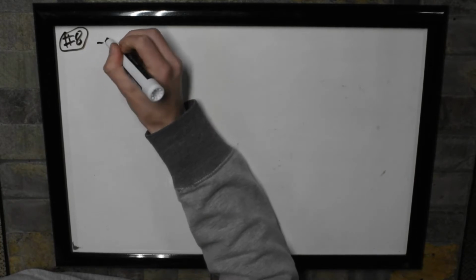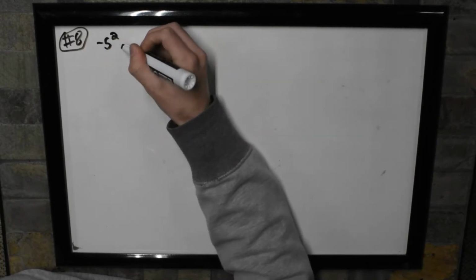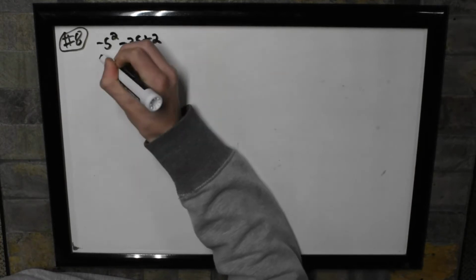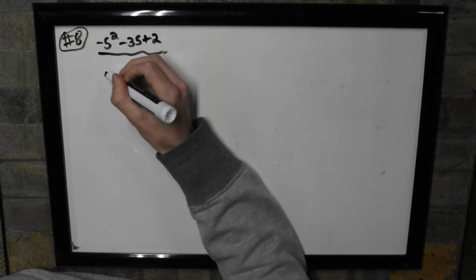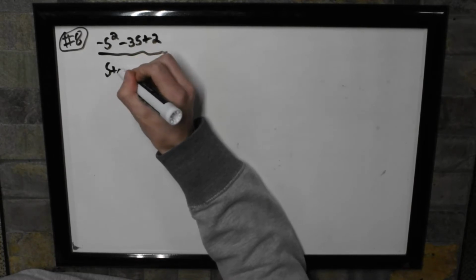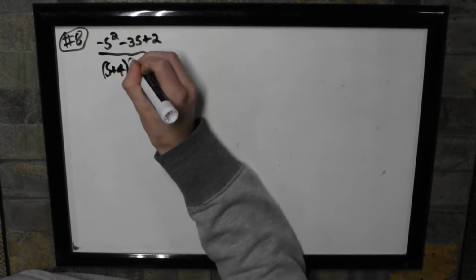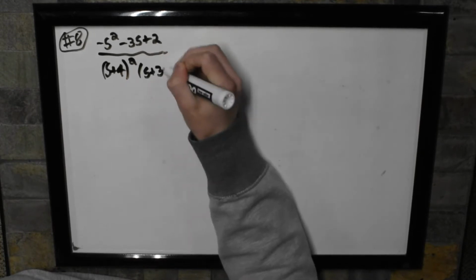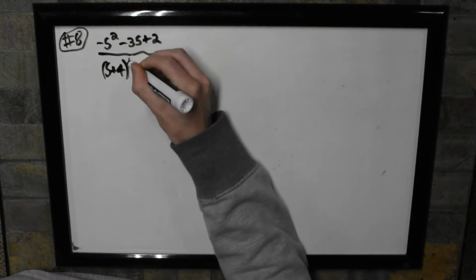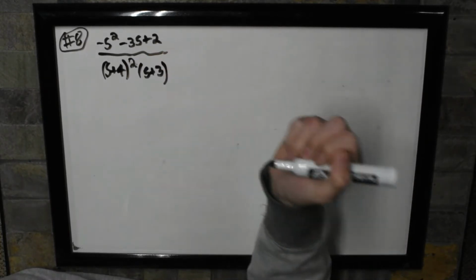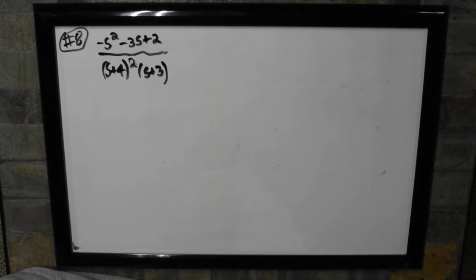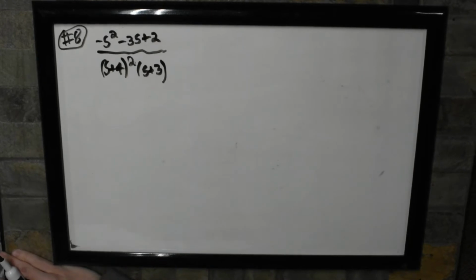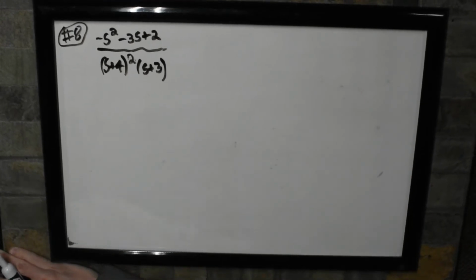Number 8 will be similar for you, so we get negative s squared minus 3s plus 2 over s plus 4 squared times s plus 3. Let me write that a little bit clearer. There we go. Alright, well, to do this, we really don't have a formula that we can use.